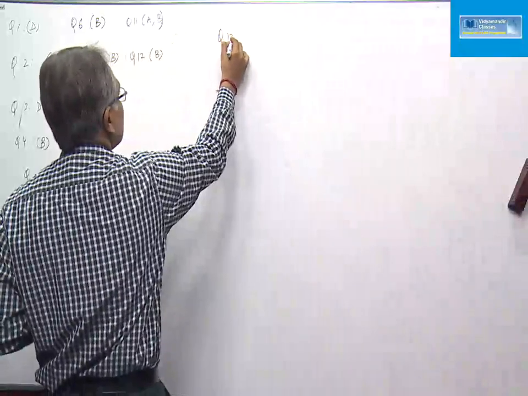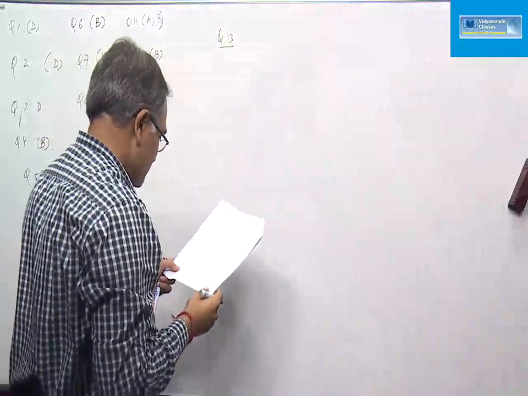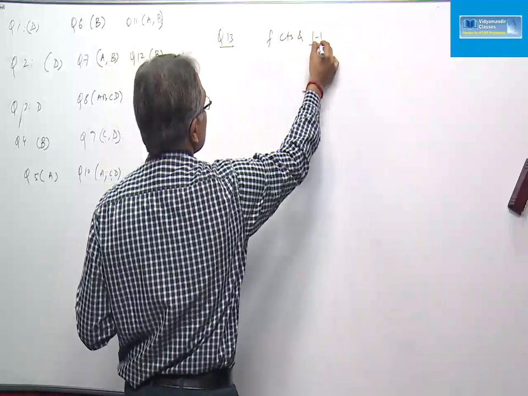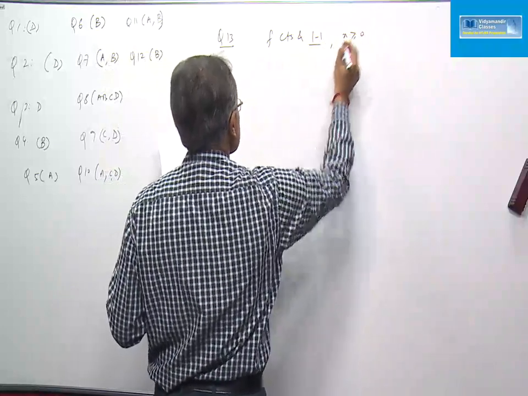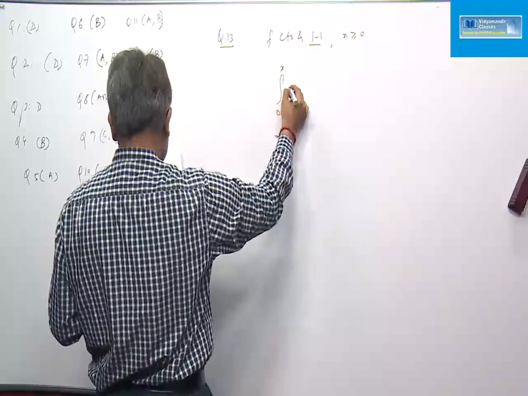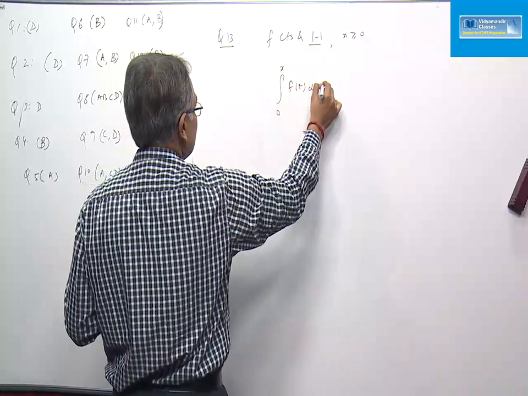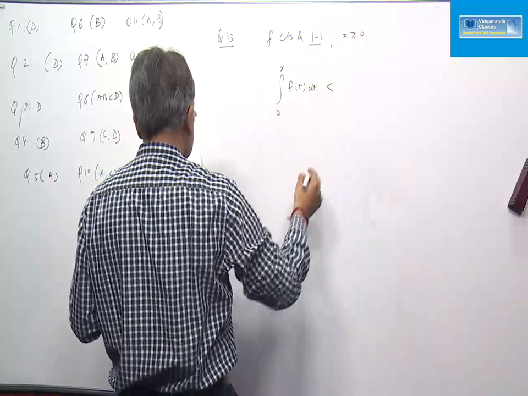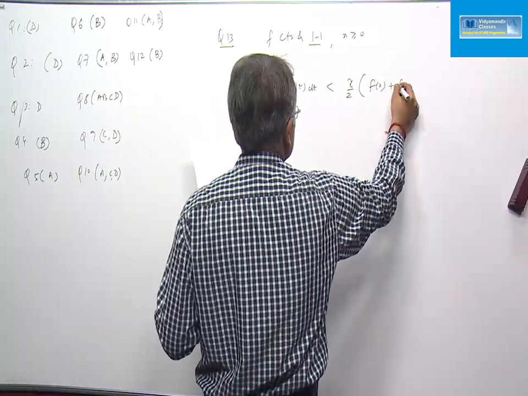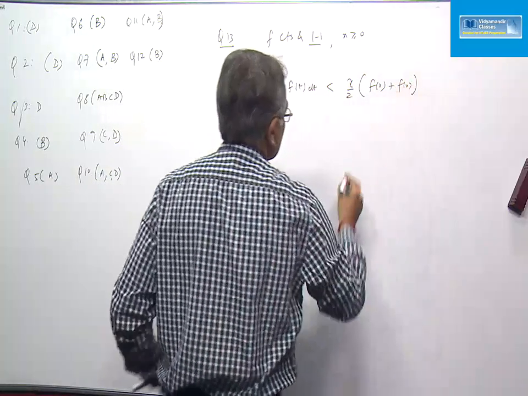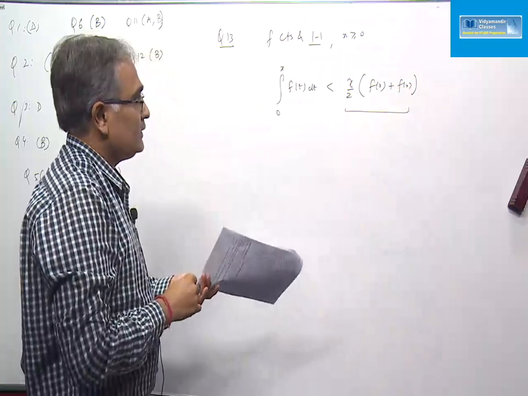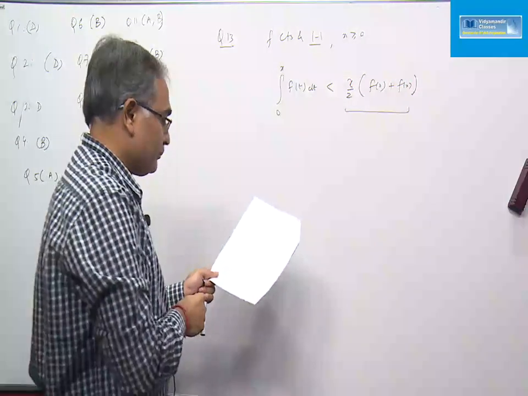Coming to question number 13, it says f is a continuous and 1-1 function for every x greater than or equal to 0. And there is an inequality: integral 0 to x of f(t) dt is less than x by 2 times f(0) plus f(x). Now this itself suggests it is area using a trapezium.